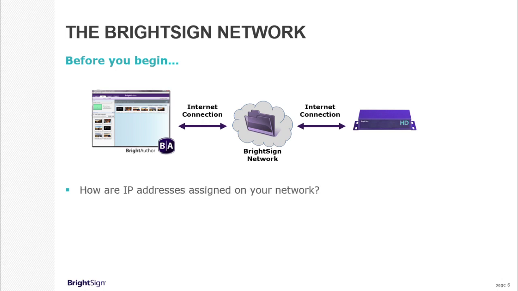I need to know how IP addresses are assigned on my network. Most common is an automatic method known as dynamic, or DHCP. DHCP stands for Dynamic Host Control Protocol, and it's a system whereby new devices are assigned IP connection information when they attach and turn on the network. It's fully automatic. But in some cases, DHCP is not used, and it will be necessary to manually configure the IP address information for your player.